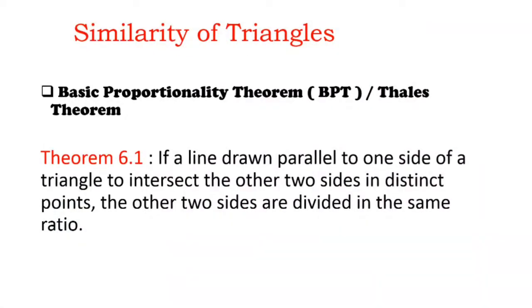So thus, now we will see the similarity of triangles. And in this, we are going to prove the basic proportionality theorem, which is known in short as BPT, also known as Thales theorem, because this is a theorem given by the Greek mathematician Thales. The theorem states that if a line is drawn parallel to one side of a triangle to intersect the other two sides in distinct points, the other two sides are divided in the same ratio. Now we will see it in detail.